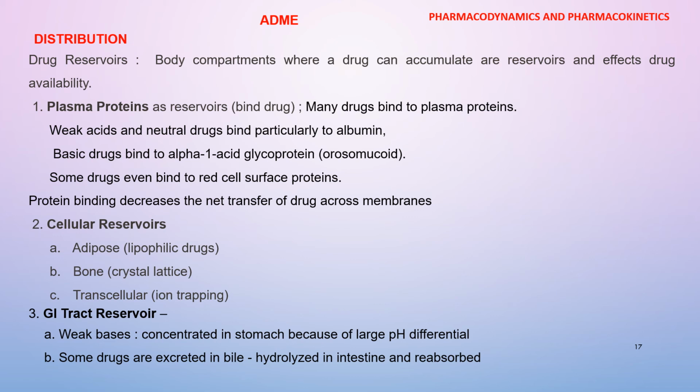Certain lipid-soluble components of drug bind to the adipose tissue and get accumulated there. Some metal ion chelating agents and heavy metals get accumulated in bones. Even in the GI tract, certain weak bases get concentrated in the stomach due to its large pH differences, while in some cases the drug is reabsorbed in the liver after it gets hydrolyzed in the intestine.